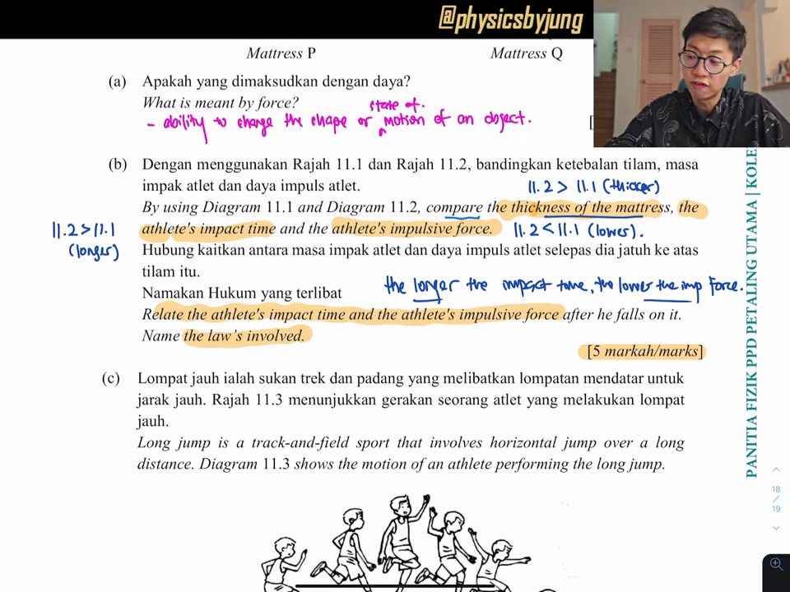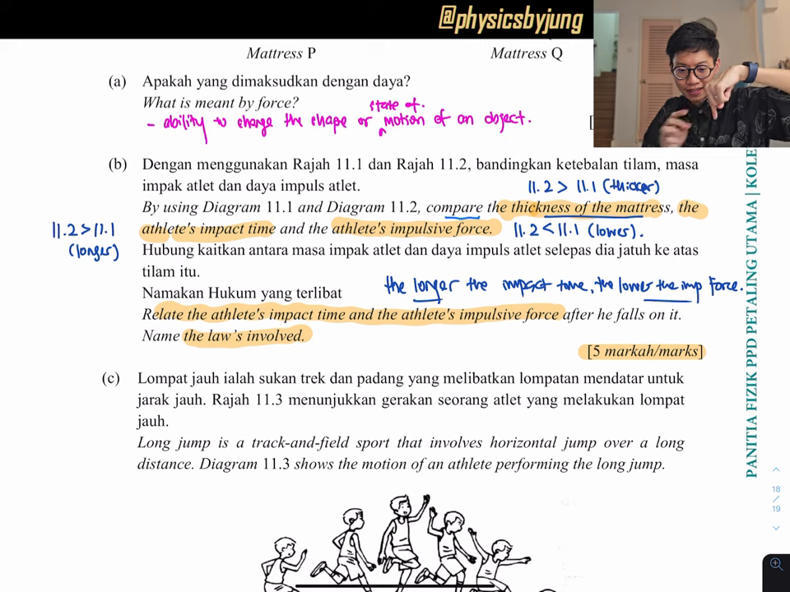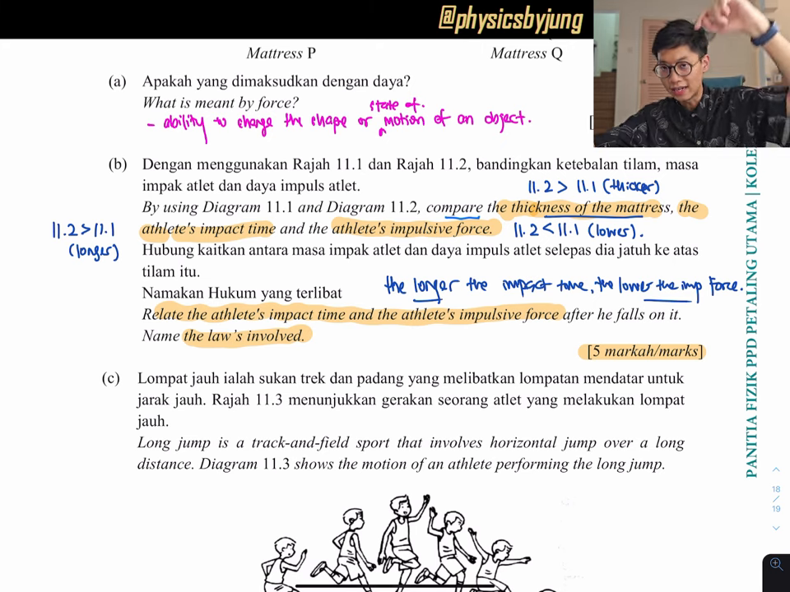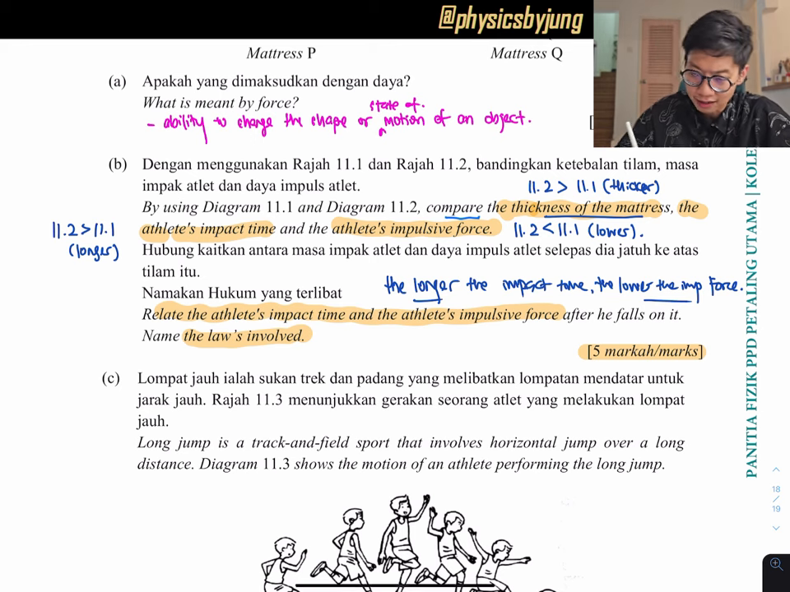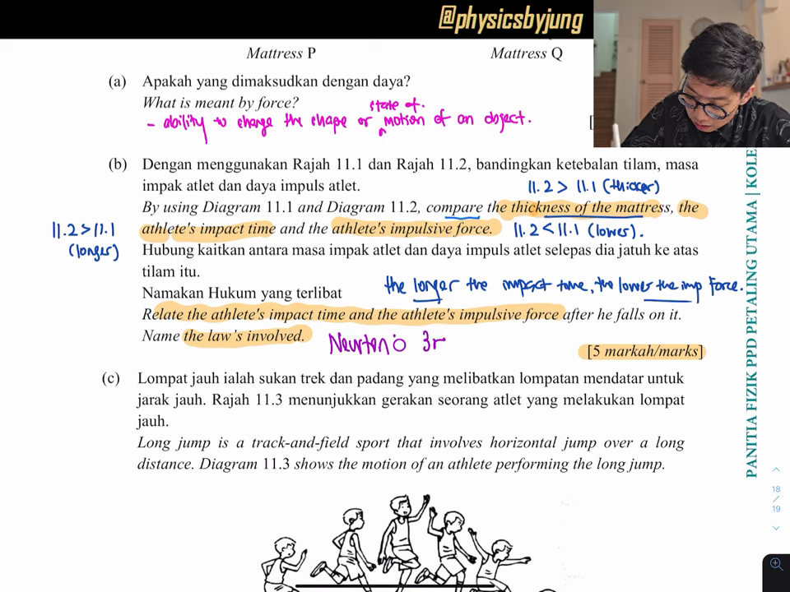Name the law involved. This one is quite tricky. Guys, I ask you a question. Why when you fall down, do you feel it's very painful? Because when you fall down, you actually have a force, but then the floor gives you back a force. So you push down, the floor pushes you up. There's a force and then there's a backward force. So what's that? The action reaction. So that is your Newton's third law of motion. Guys, remember, of motion is important.